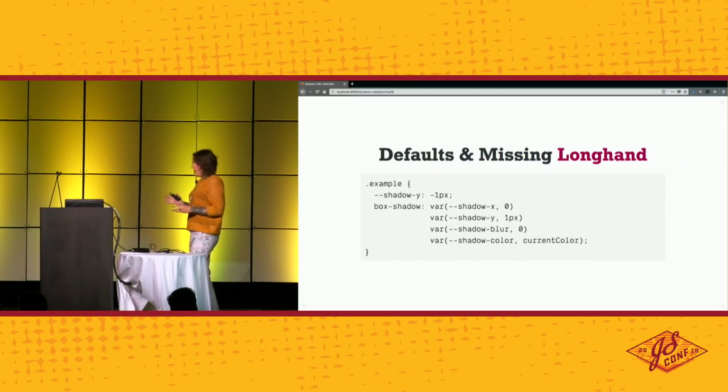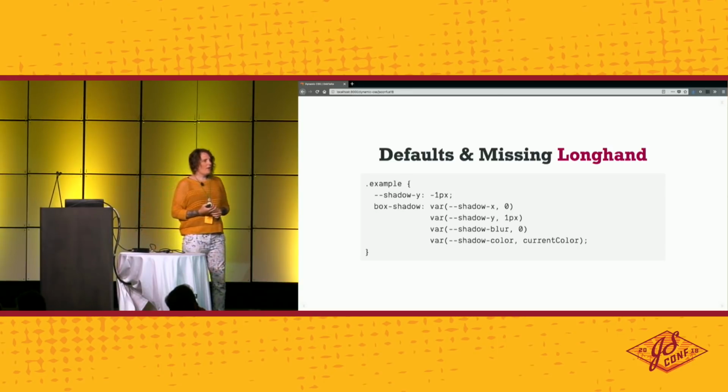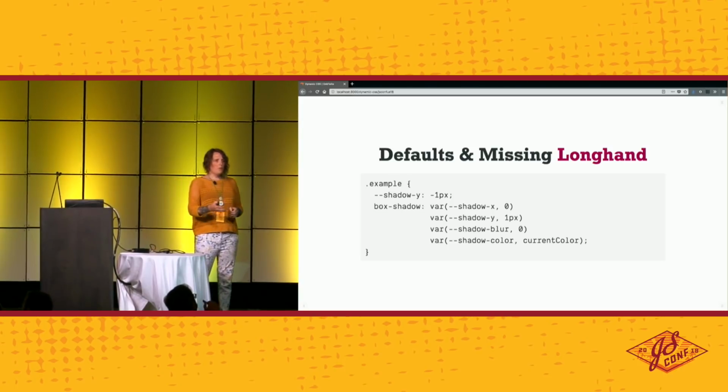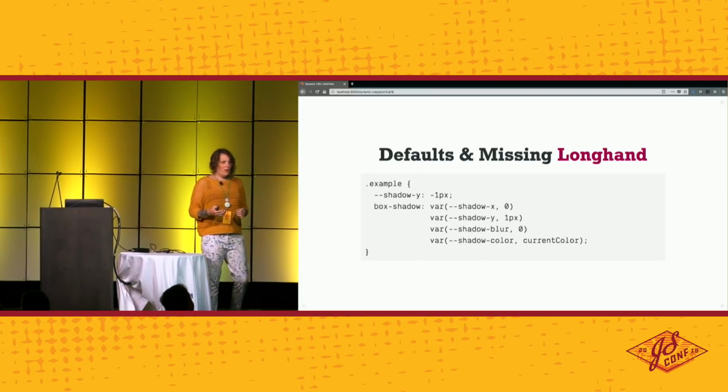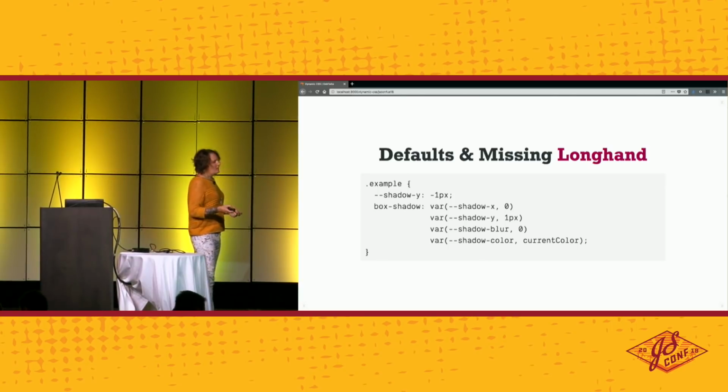Another way to use it, you can start to create defaults where they're missing longhand. So box shadow, for example, only has the shorthand property. If you wanted to change any one part of a box shadow, you would have to redefine the entire box shadow. But with variables, we can set each property as a variable, and then we have access to change that variable individually. That's also really useful for things like transition and transform, that have different properties you want to transform.